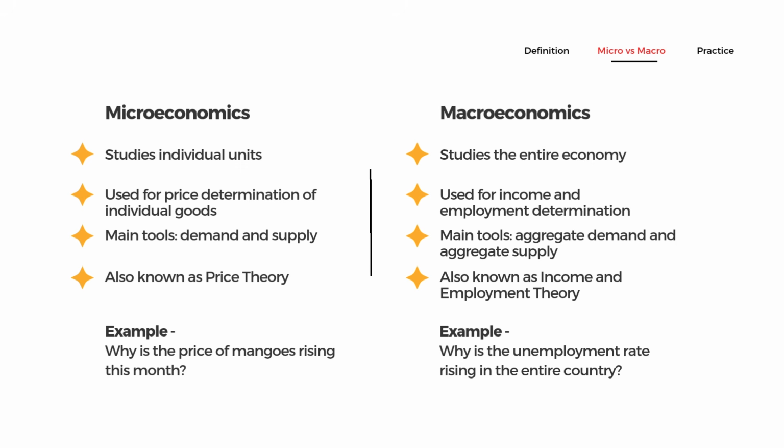An example of microeconomics would be, why is the price of mangoes rising this month? Whereas an example of macroeconomics would be, why is the unemployment rate rising in the entire country? So, while micro zooms in on one piece of the puzzle, macro looks at the whole picture.